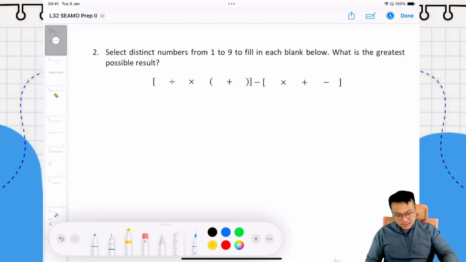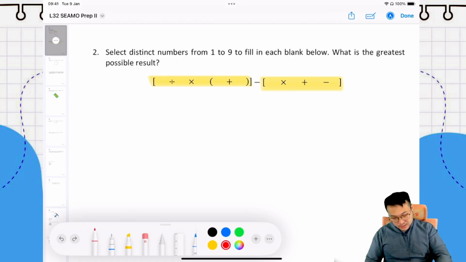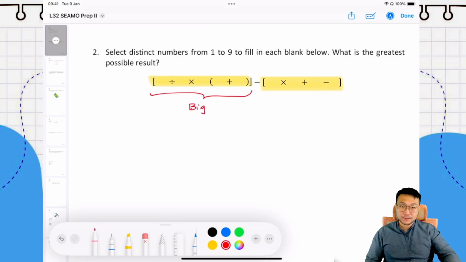Now, look here. There's a bracket here, a big bracket here, and there's another big bracket here, a square bracket. You are going to minus. You're going to deduct one bracket from the other bracket. So students, you ask yourself, if you want to get the greatest result possible, the very first bracket, you must have a sum that is as big as possible, and you must make sure that the other one is as small as possible, correct?